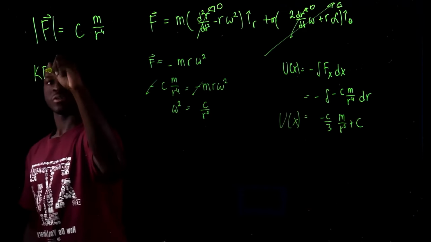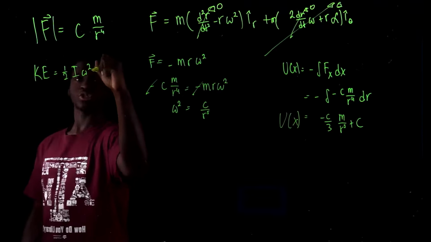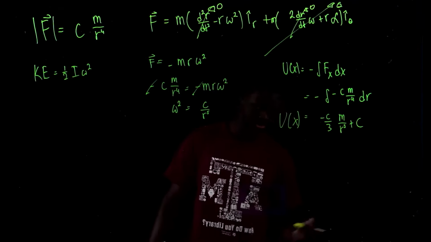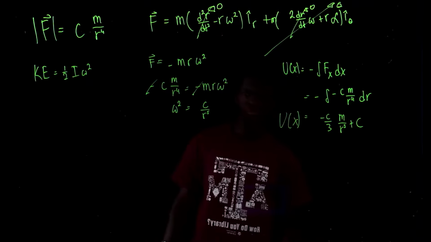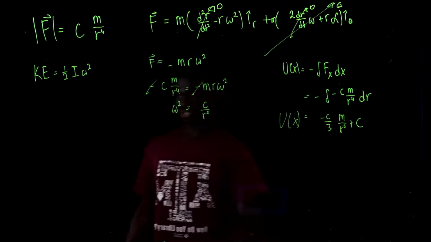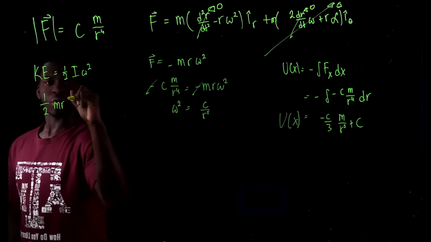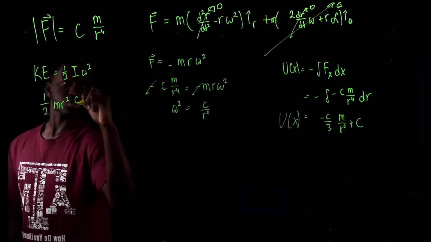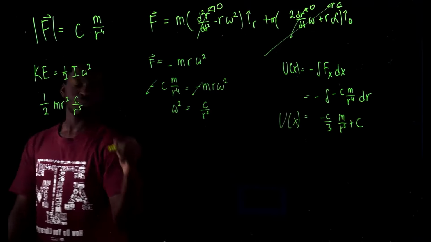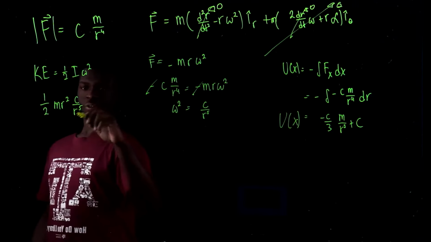Let's do it right here. Kinetic energy is equal to half I omega squared, because this is circular motion, it's not mv squared anymore. It's going to be half I omega squared. And we can just substitute stuff in. Half, we know I is equal to mr squared, and we know omega squared is equal to C over R^5. And now to simplify, that's R squared, R^5.